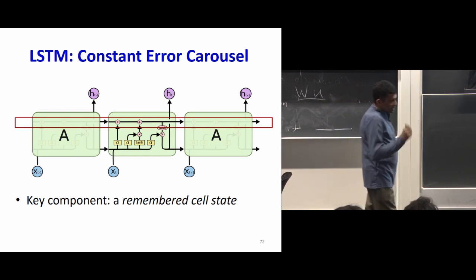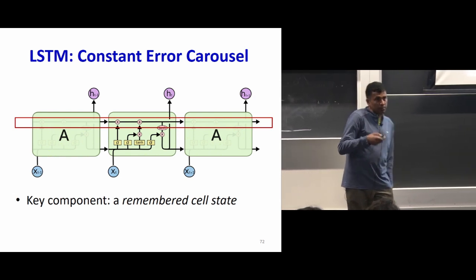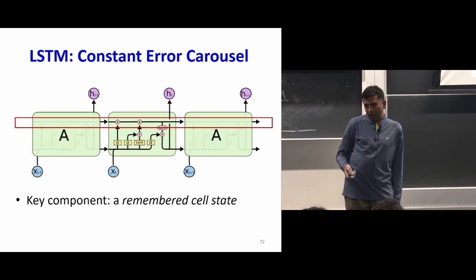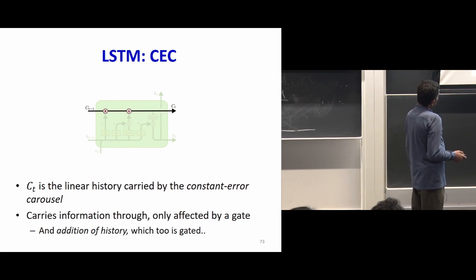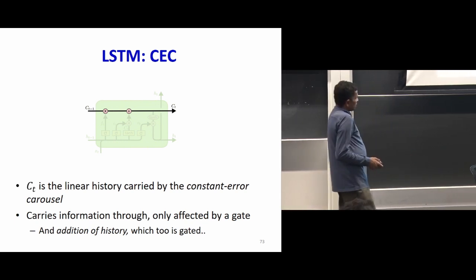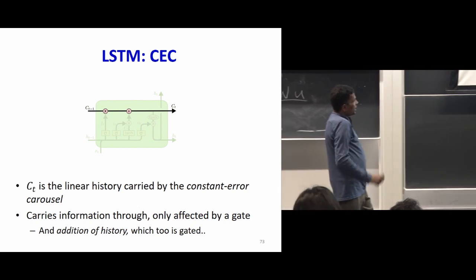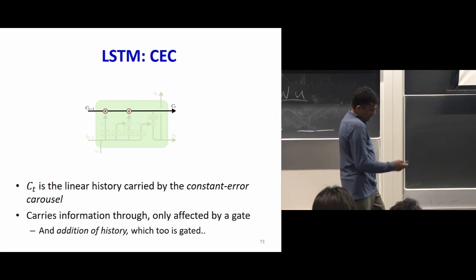The key component is this remembered cell state, which cannot be modified by just the parameters of the network, but must be explicitly modified by information from outside. So C_t over here is the linear history carried by the constant error carousel. It carries information through, but it's only affected by gates and addition of history, which too is gated.